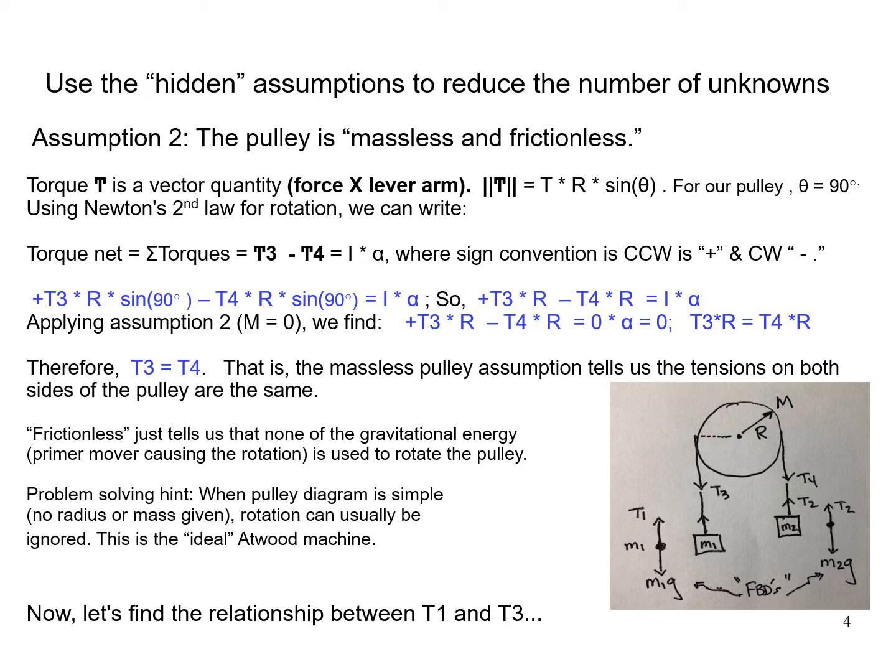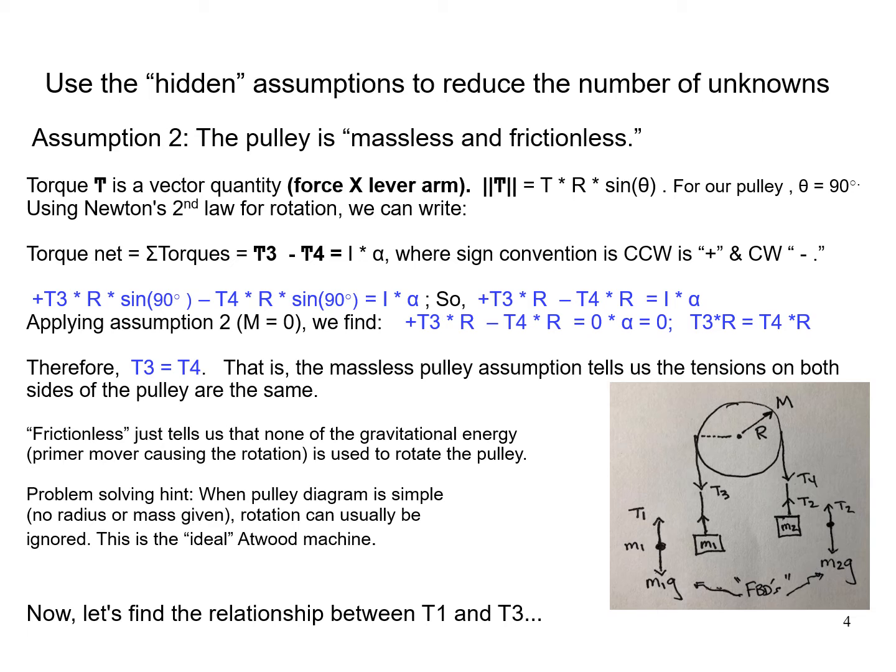Now let's put this information about our torques into Newton's second law for rotation. To do this, we'll need one last piece of information, the sign convention. In our analysis, we'll assume torques producing counterclockwise rotations are positive and torques producing clockwise rotations are negative. So our equation becomes positive torque 3 minus torque 4 is equal to I times alpha. Again, where I is the moment of inertia and alpha is the rotational acceleration.